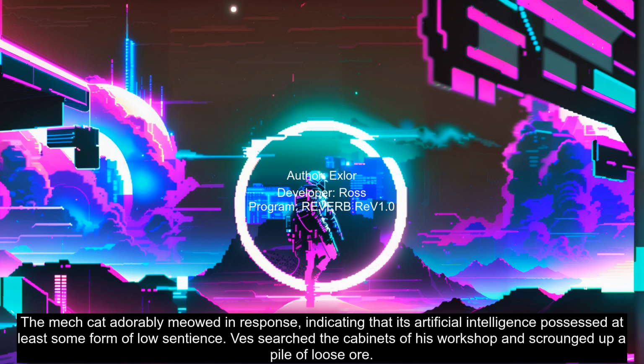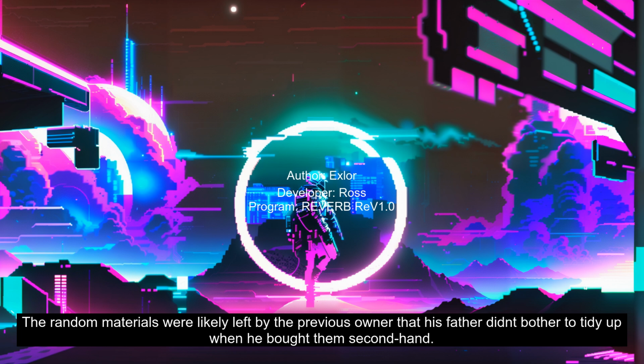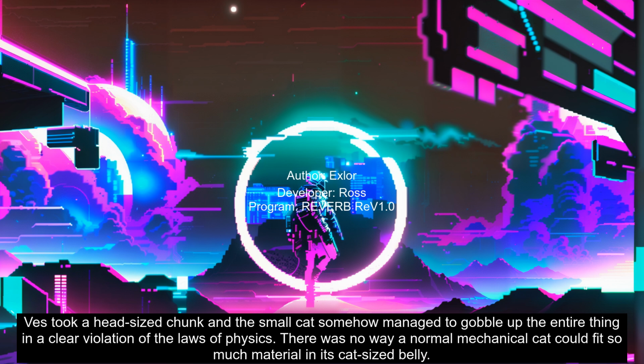Vess searched the cabinets of his workshop and scrounged up a pile of loose ore. The random materials were likely left by the previous owner that his father didn't bother to tidy up when he bought them second-hand. Vess took a head-sized chunk, and the small cat somehow managed to gobble up the entire thing in a clear violation of the laws of physics. There was no way a normal mechanical cat could fit so much material in its cat-sized belly.